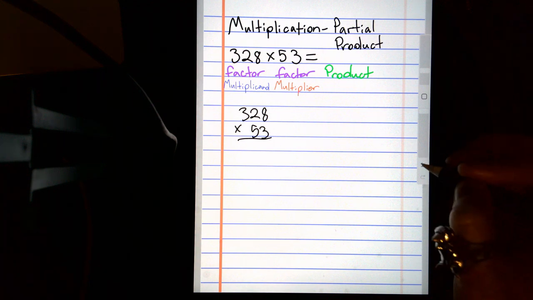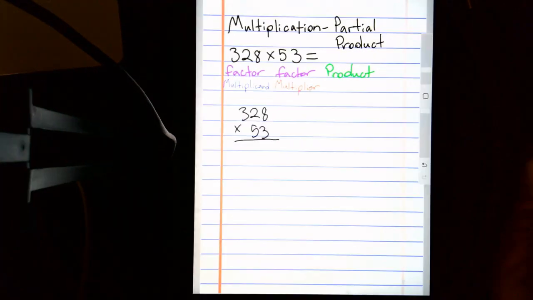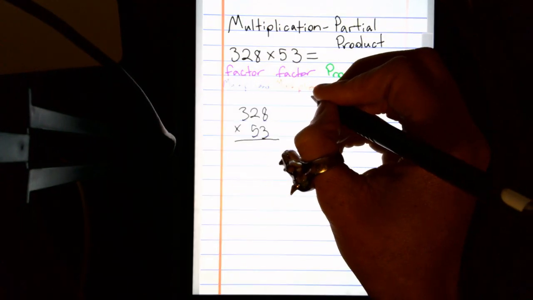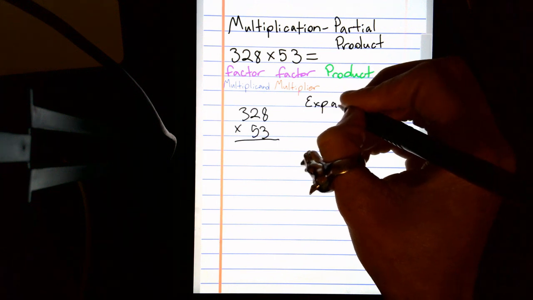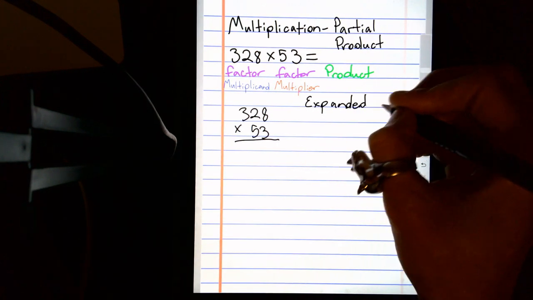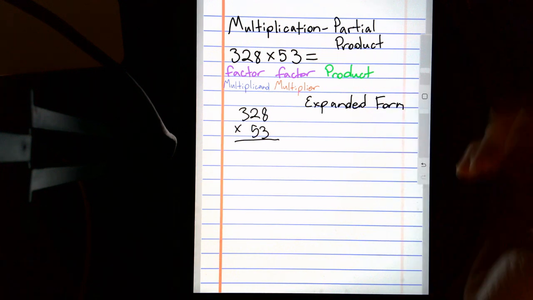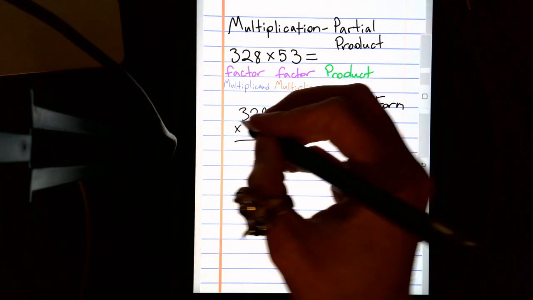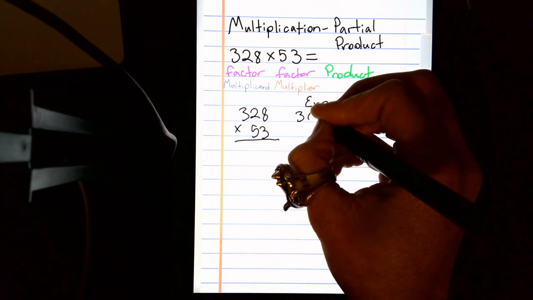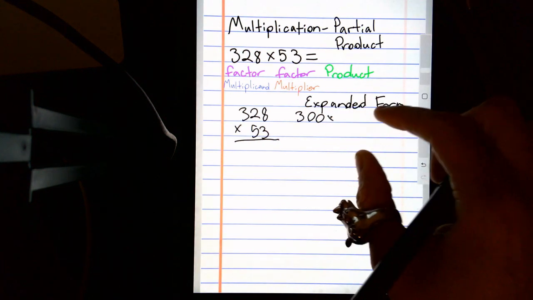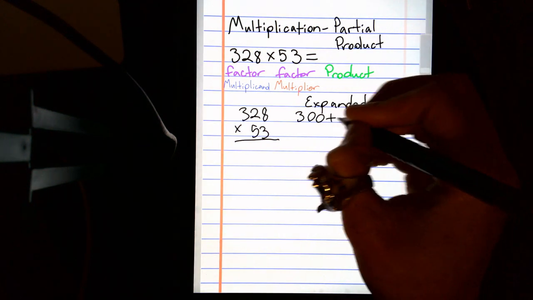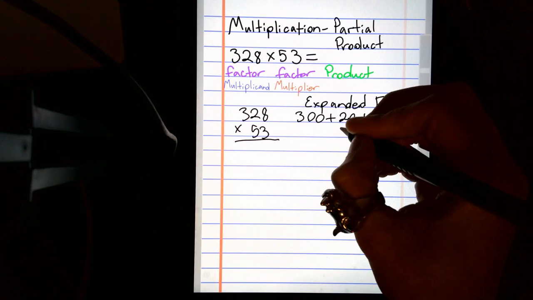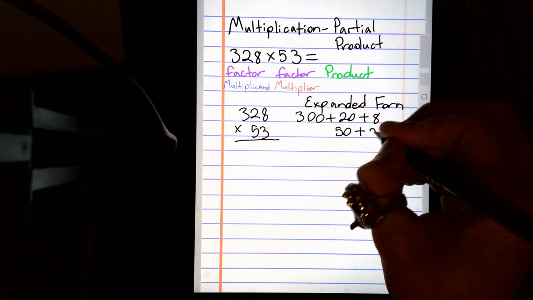So let's show you the way we do this. First step is to break this into expanded form. So we would take, just like in the area model, this 328 and bring it up into 300 plus 20 plus 8. For the 53, we would break it up into 50 plus 3.